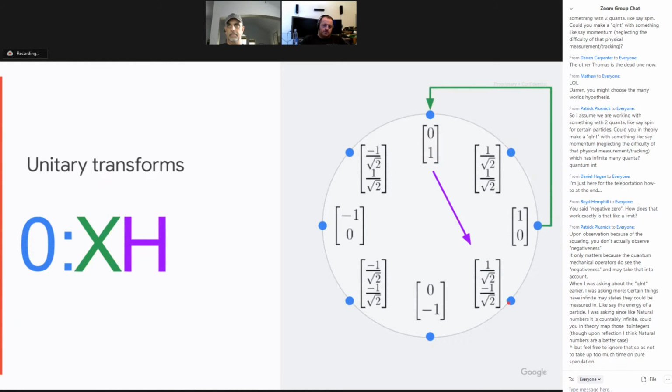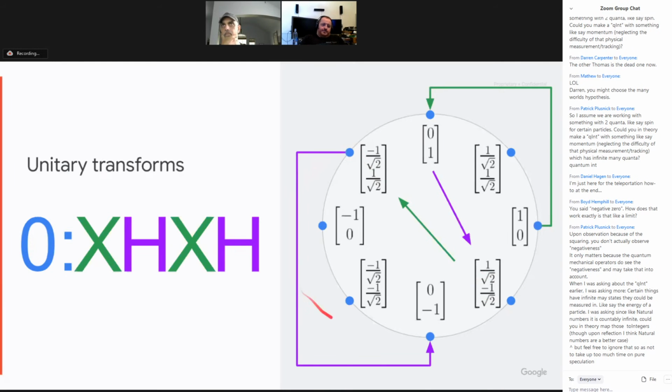Okay, this is good. I think I can see how I'm going to leverage this from here. I'm going to X, and that's going to take me up to this point, because X is the flip-flop. The zeroness gets sent to oneness, the oneness gets sent to zeroness. So X takes us up here. And then finally, that H slide takes us down to -1.